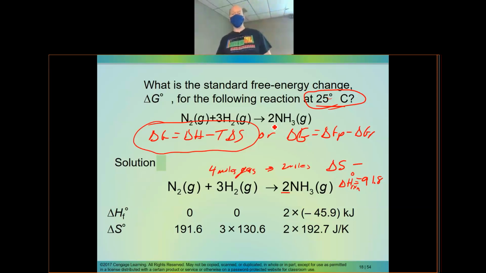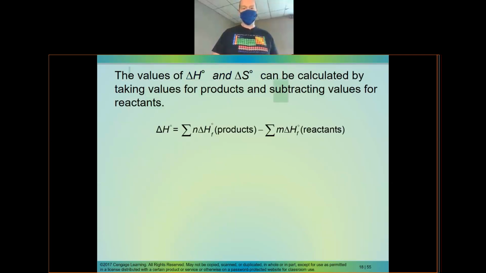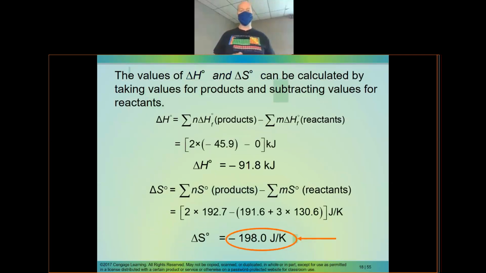Your delta S will be negative. All right, so you take your 2 times your 192.7 and then subtract the sum of 191.6 and 3 times 130.6. And 3 times 130.6 plus 191 is greater than 2 times 192.7. That gives you a negative value. When you push the buttons, you get a delta S of negative 198 joules per Kelvin.